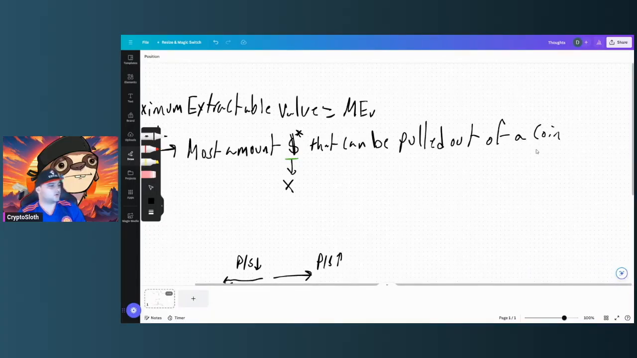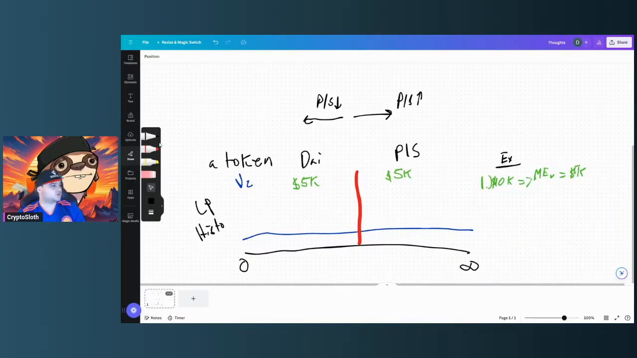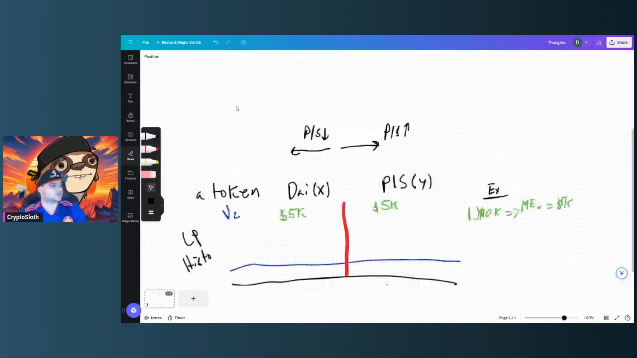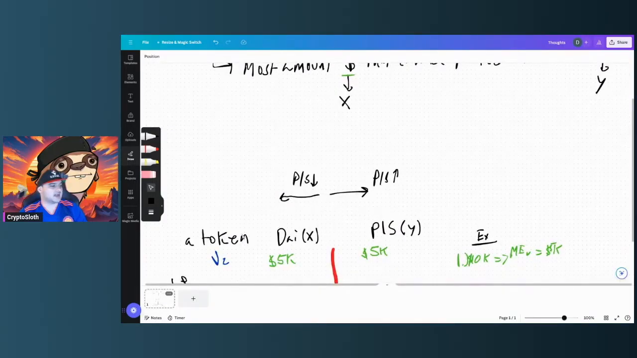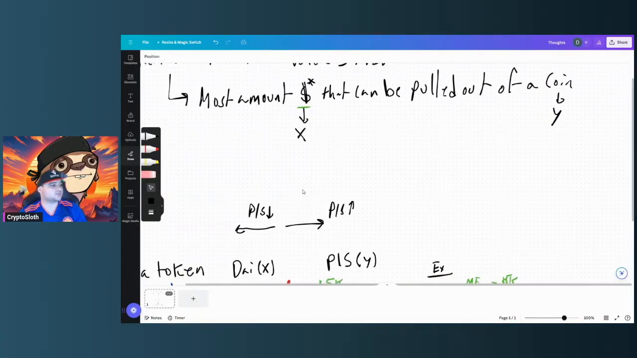And we're going to say coin equals Y. So in our scenario down here, Pulse is Y, DAI is X. Because in this specific scenario, what we're considering money is DAI, and this makes sense, it's a stable coin, and what we're considering the coin is Pulse.